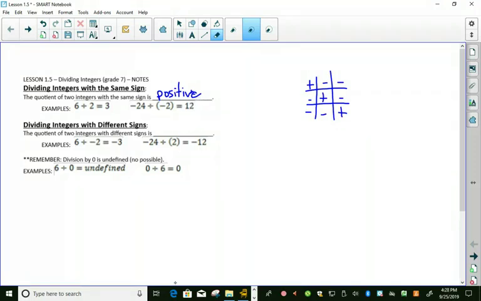There we go. All right, so we now have dividing integers with different signs. The quotient, when you have one sign that's positive and one that's negative, our answer will be negative.